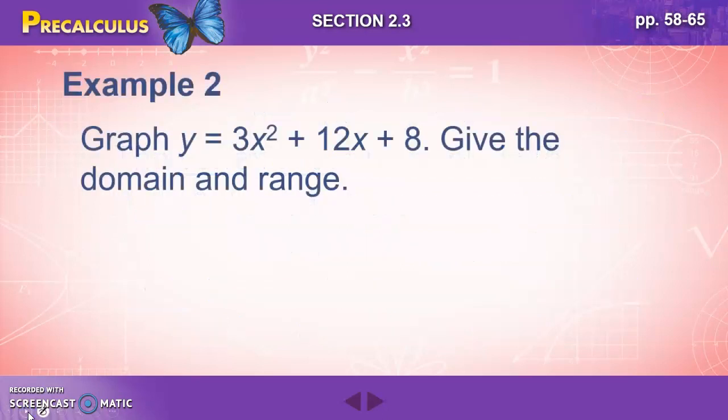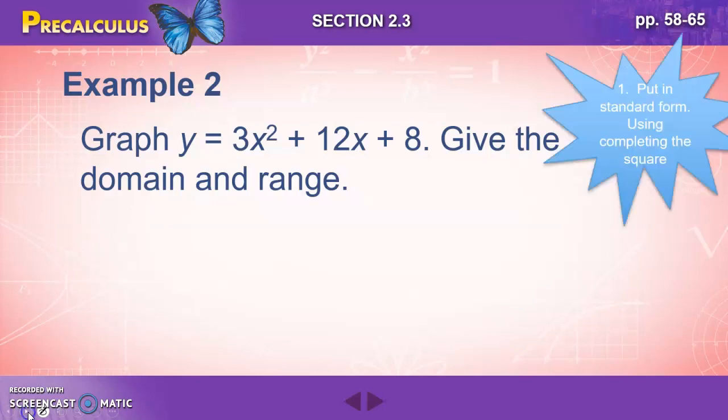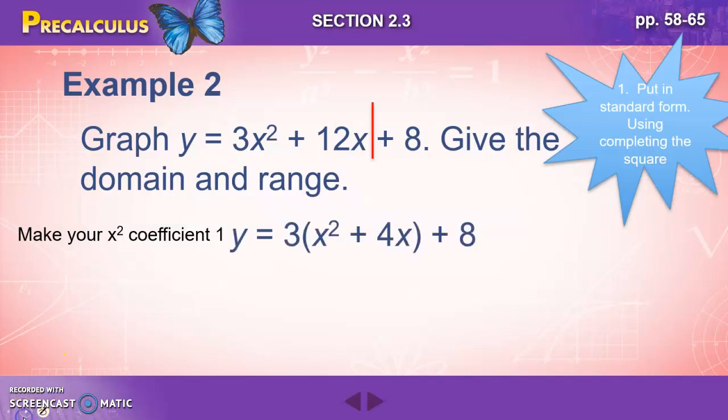Let's take a look at this example and see if we can graph y equals 3x squared plus 12x plus 8. Give the domain and range. So first thing we want to do is put it in standard form or work form using completing the square. In case you forgot how to complete the square, let's review those steps. First, we need to make our x squared coefficient 1. And we're going to do that by factoring a 3 out of our first two terms.